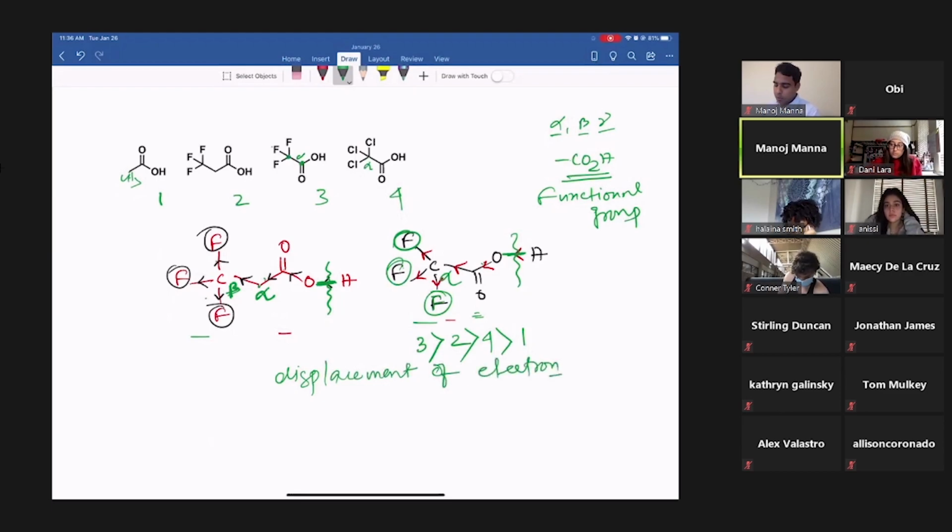It makes sense now. Yes. Can you explain why one is the least? Because in one, you don't have any electron-withdrawing atoms or groups. Right? Very good, very good.